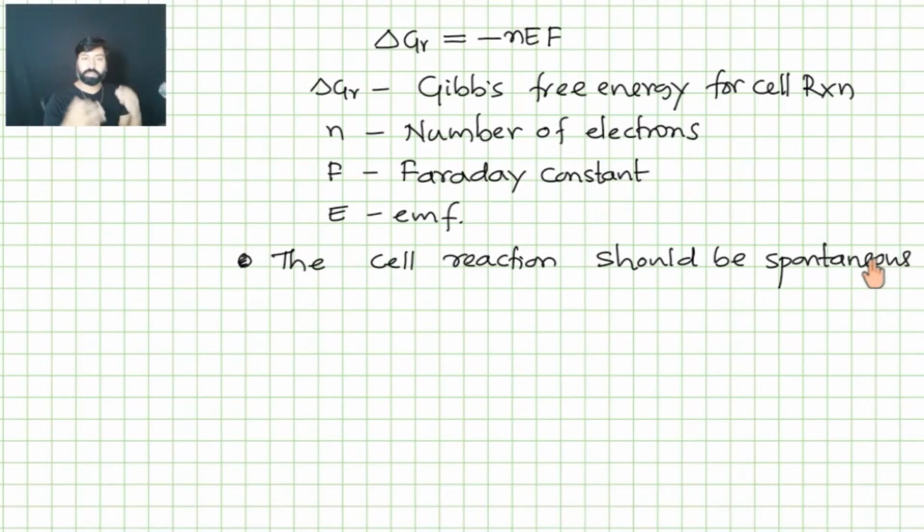Otherwise, what happens? The given reaction is non-spontaneous. To make that reaction spontaneous, you have to spend energy. After that, the reaction becomes spontaneous by gaining the energy and produces electricity. That has no meaning because you have spent some amount of energy and produced some amount of electric current. So there is a loss of energy. Therefore, the cell reaction which produces electricity should be spontaneous. This should be clear.